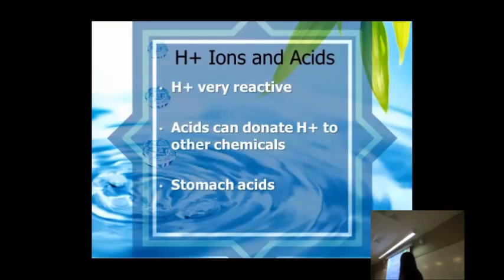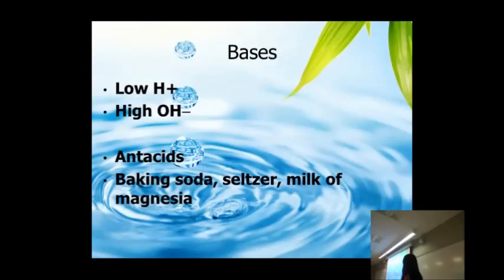Talking about acids, acids have this H plus ion in them. It is very reactive. They donate that H plus ion to other chemicals, and that's why something like your stomach acid can break down your food so well, because it can donate very easily to other chemicals. Bases, on the other hand, have low hydrogen ions and very high hydroxide ions, OH minus ions. These would be things like antacids, your baking soda, seltzer, milk of magnesia, anything that cuts the acid in your system.